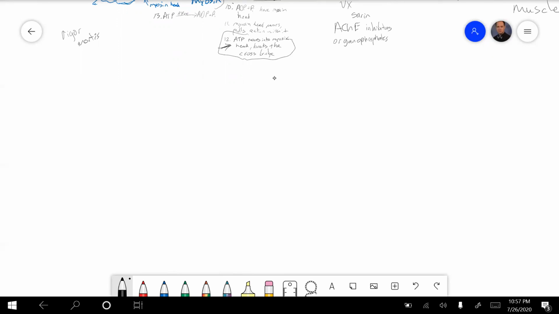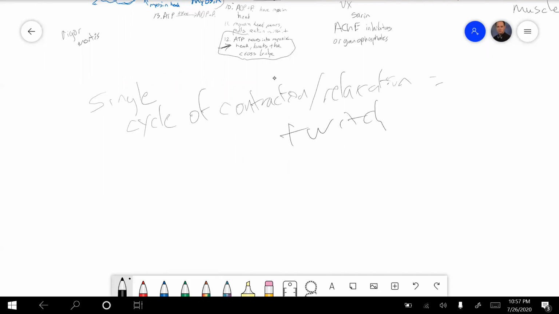And if we send just a single action potential through it, it's going to move and then stop. A single cycle of contraction and relaxation is called a twitch. Let's graph that. I can do better than that. Much better. Contraction and relaxation.